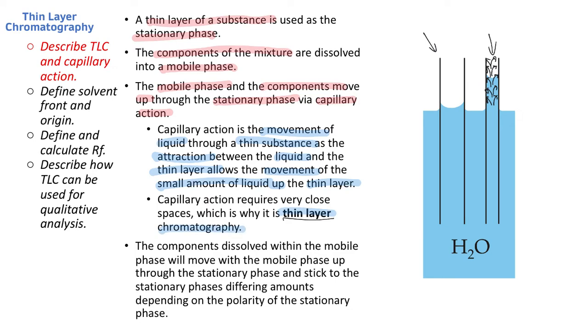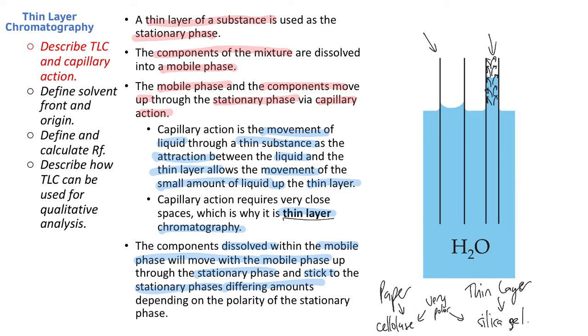Okay, so the components dissolved within the mobile phase will move up with the mobile phase through the stationary phase and stick to the stationary phase in differing amounts depending on the polarity, which we covered in the last video. Two common thin layer chromatographies are paper chromatography and thin layer chromatography with silica gel. The paper is made up of cellulose, which is the stationary phase. The thin layer is made up of a silica gel.